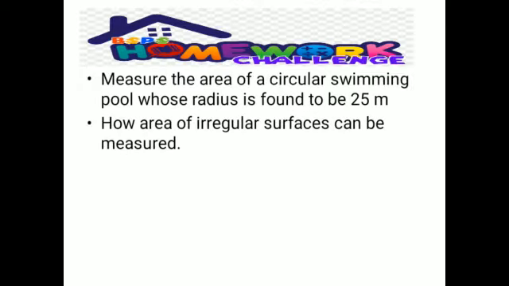Now today's task is, first you will understand what area is, how we can define it, and what are those formulas which can help us in finding out the areas of regular and then irregular surfaces. And a very important thing, what is its SI unit. Now today's task is, you have to measure the area of a circular swimming pool whose radius is found to be 25 meter, and how the area of irregular surfaces can be measured.